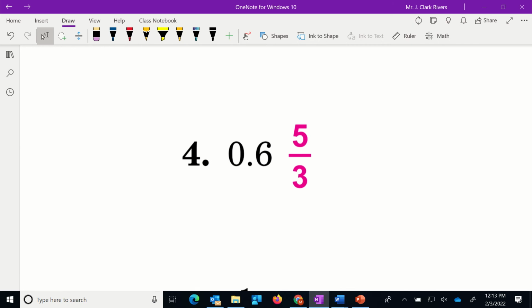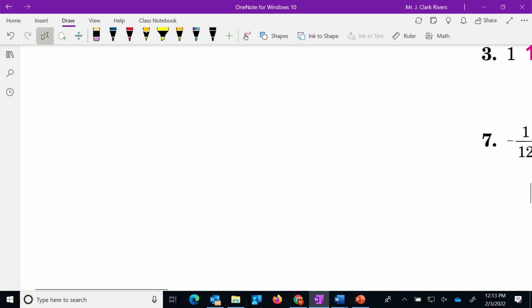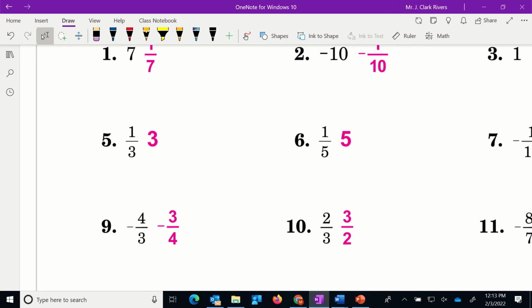Okay, number 4, if you change this to a fraction, you get 3/5. 3/5, when you flip it, you get 5/3. So you do have to change to a simplified fraction and then flip it. Number 5, 3.